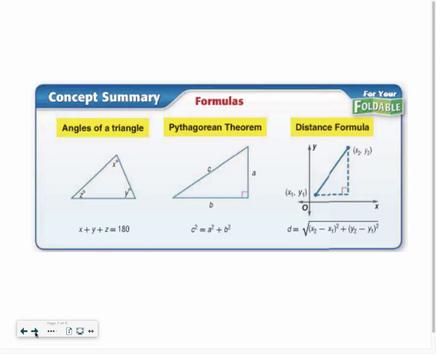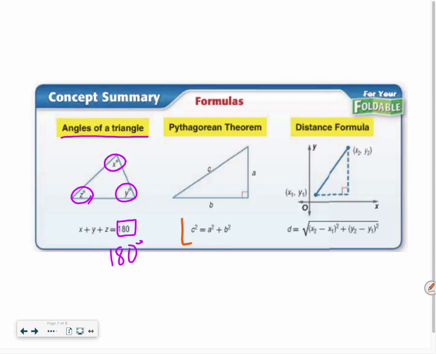All right, and then the last thing, before we move on to the last thing, let's do a quick summary of what we've talked about so far this chapter. We know the angles of a triangle. We have X, Y, and Z, 3 angles, triangle, 3. They all add up to 180 degrees. That's one very important thing for you to memorize.